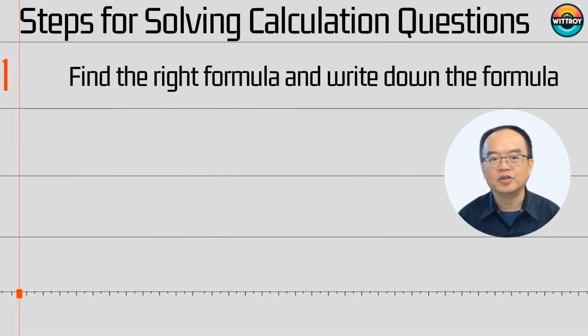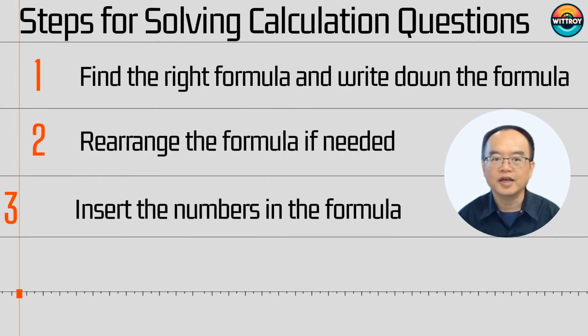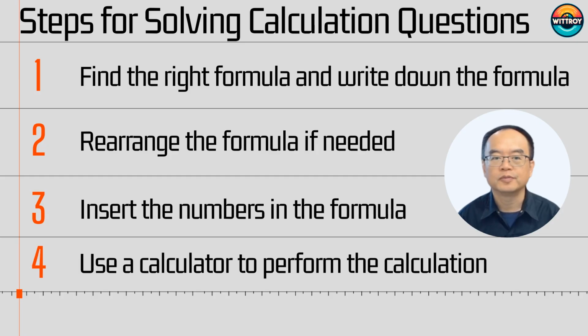To get the calculation questions right, you need to follow a few steps. There are usually 4 steps to do the calculation. Step 1. Find the right formula and write down the formula. Search for keywords from the question, such as 3-phase current and neutral current, in the formula sheet. Once you identify the relevant formula, write it down on your scratch paper.